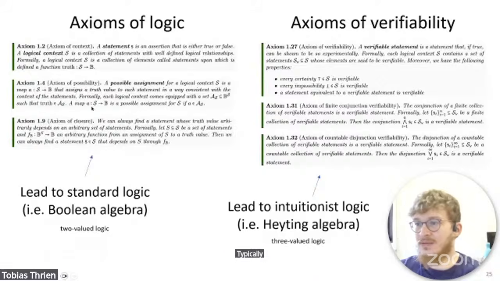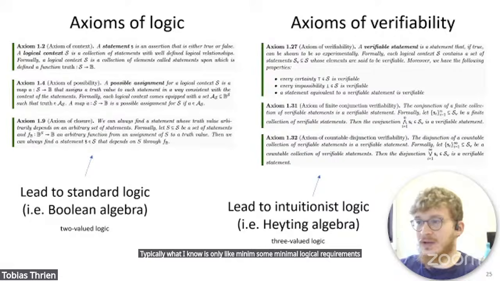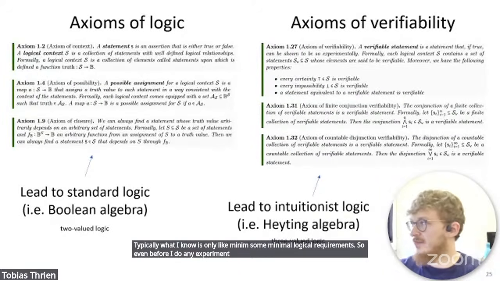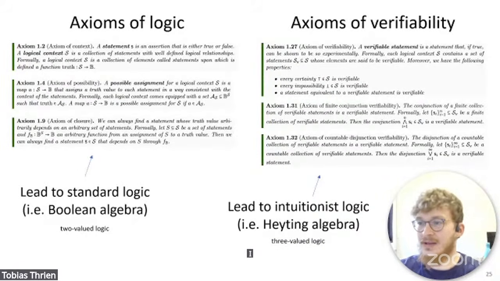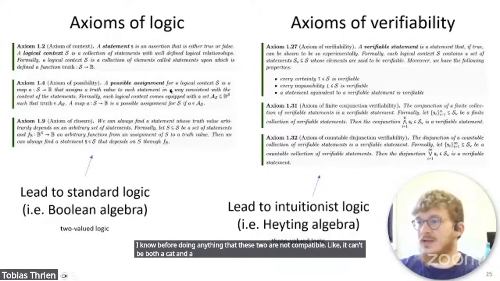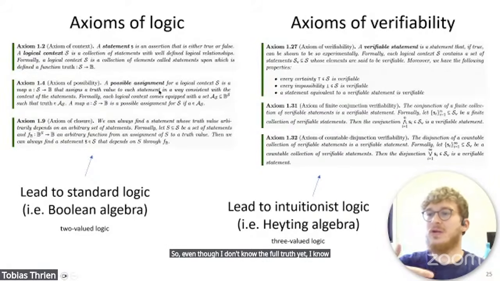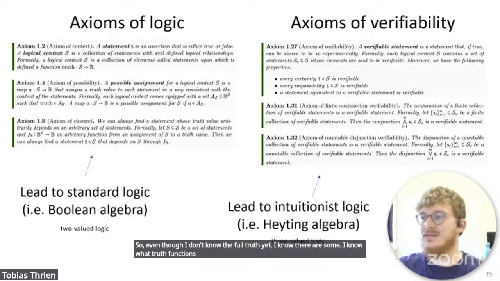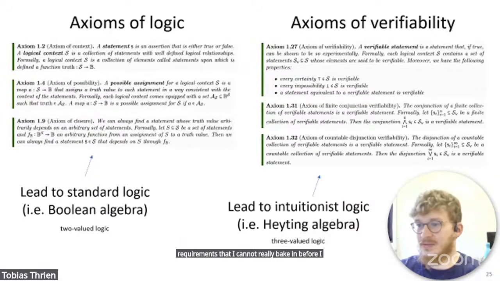Typically, what I know is only some minimal logical requirements. So even before I do any experiment, if I'm talking about animals and my statements are like "this animal is a cat" or "this animal is a dog," I know before doing anything that these two are not compatible. It can't be both a cat and a dog at the same time. So even though I don't know the full truth yet, I know what truth functions are possible based on some minimal logical requirements that I can already bake in before I make any experiments.